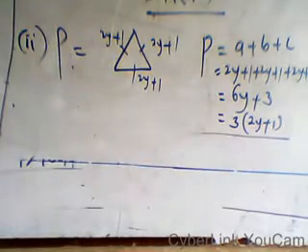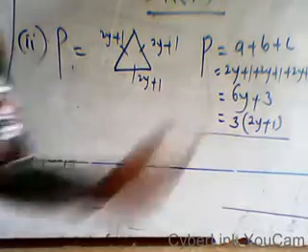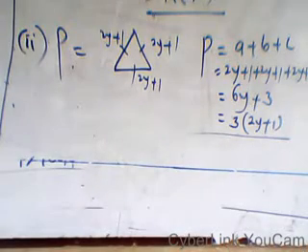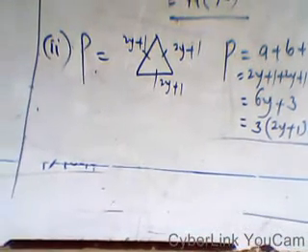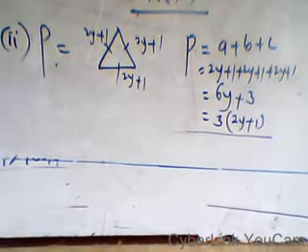Alternatively, you can just say 3 times one of them, which gives us 3 times 2y plus 1. So we still get the same answer. That is how we are going to solve that. If you have to find the perimeter, that is how you are going to quickly get there.